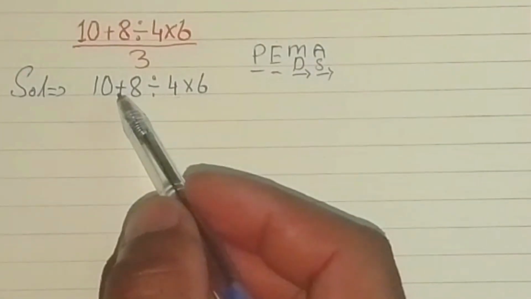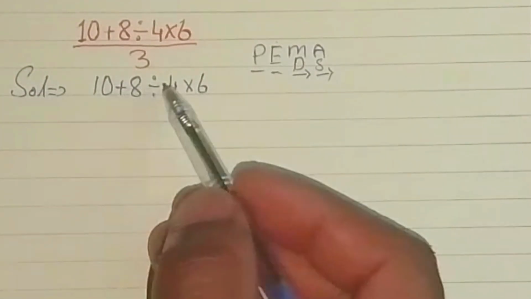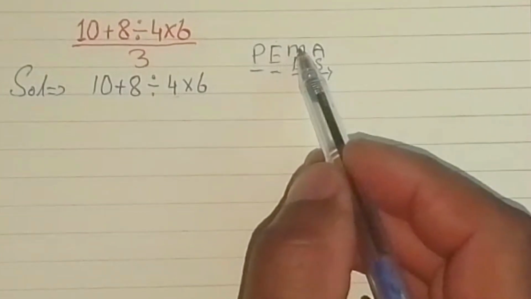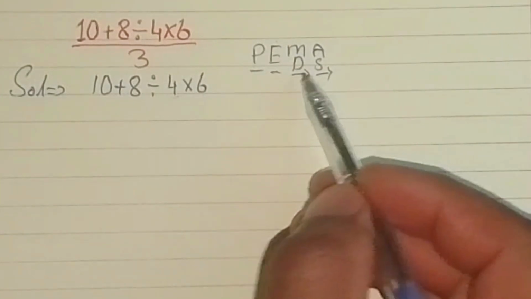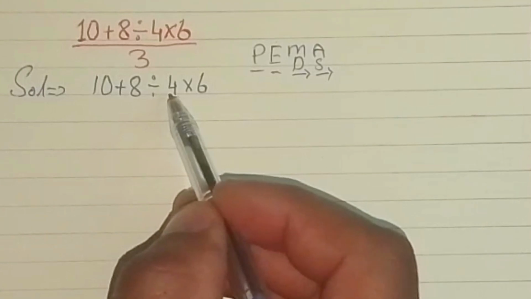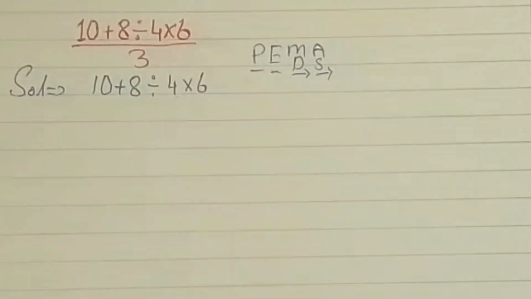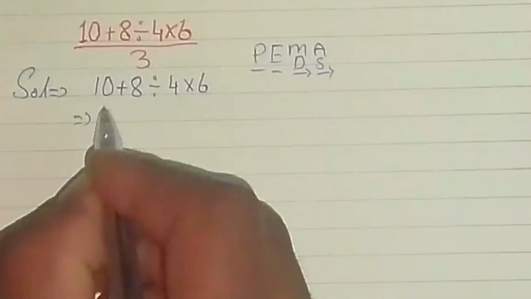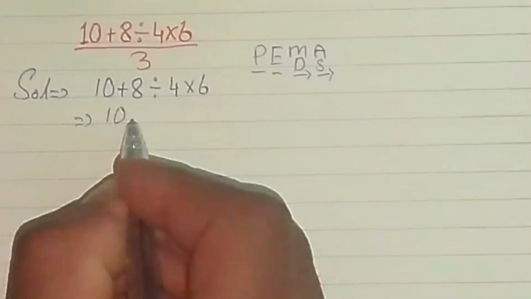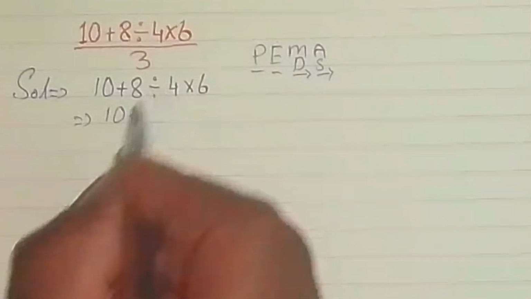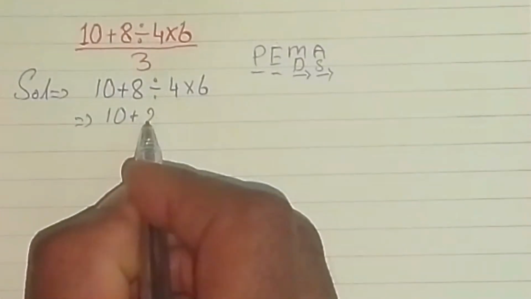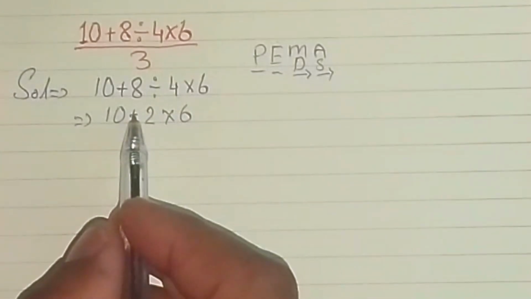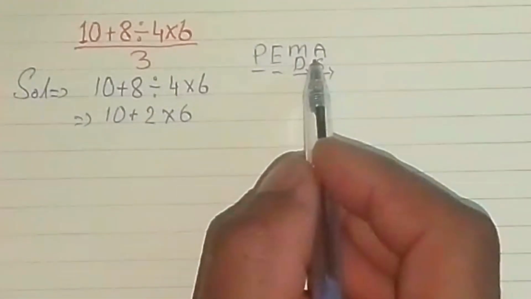In the numerator we have one addition, one division, and one multiplication. According to the rule, multiplication or division we solve from left to right. Now on the left side we have division, so first we solve division, then we solve multiplication. So the equation becomes 10 plus 8 divided by 4, which gives us 2, multiplied by 6. Now we have one addition and one multiplication.